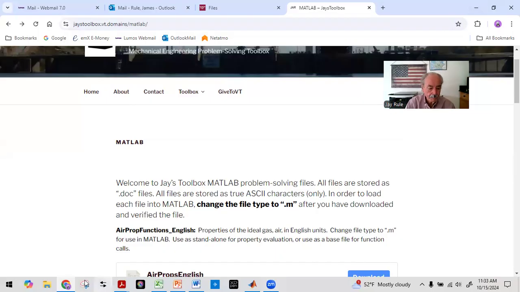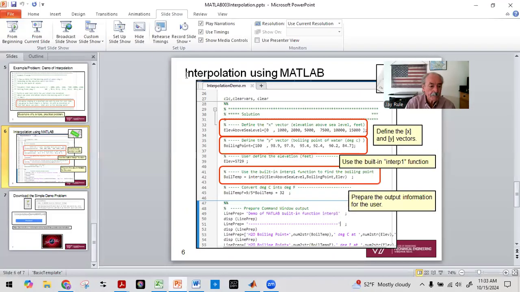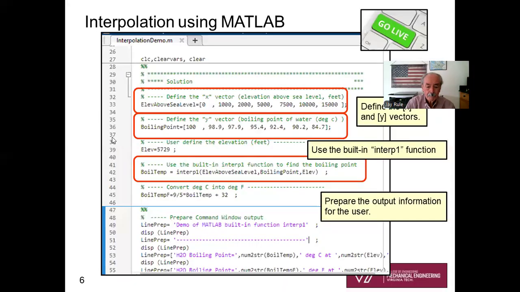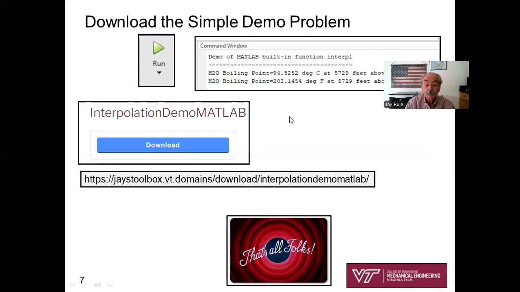I'm going to go back to PowerPoint to be sure we're finished up. Okay, so we covered this interp1 built-in function in MATLAB, talked a little bit about documenting your work, be sure you've got good documentation, and just showed how to download this particular file. And just remember, the run icon is what gives you the nice, pretty output in the command window. So that's it. That's a demonstration of interp1.